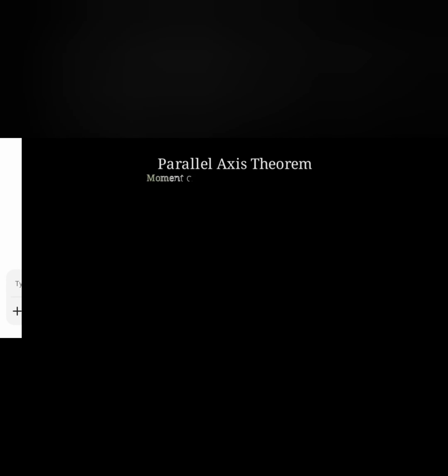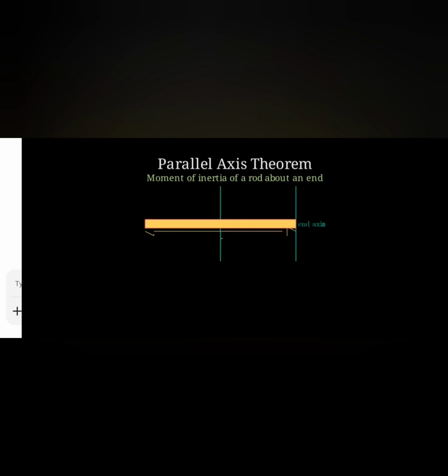We are going to solve a classic physics challenge. Find the moment of inertia of a uniform thin rod when the axis is moved from the center to one of the ends. This is where the parallel axis theorem shines, and we're going to see it step by step.